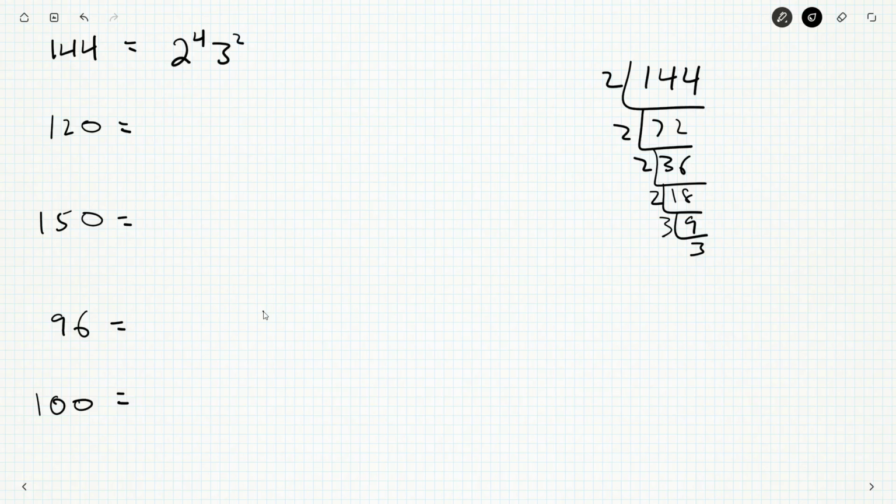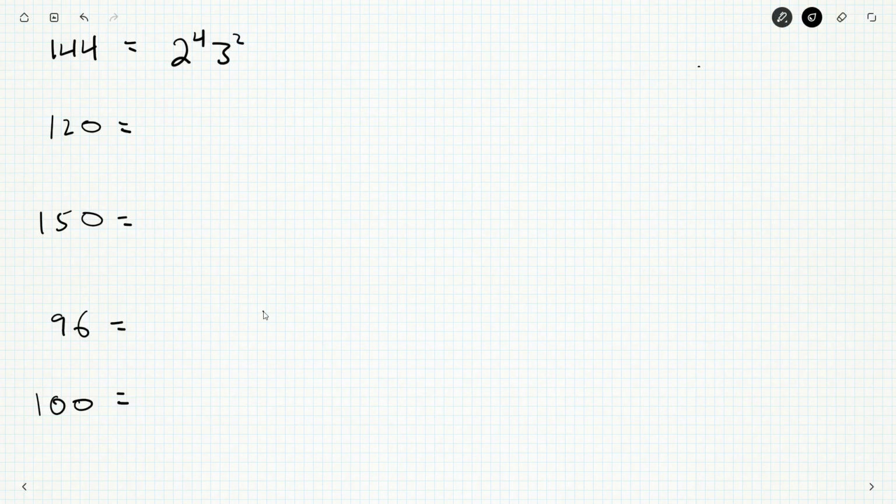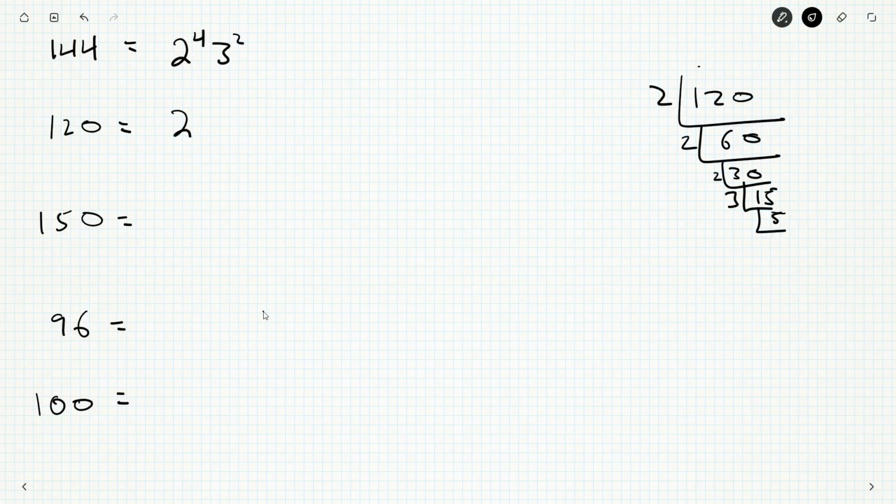And we can do the same thing with 120, just dividing it with primes. I can divide it by 2, so we get 60. 2, I can get 30. 2, I get a 15. Divided by 3, I get 5. So this guy is 2 to the 3 times 3 to the 1 times 5 to the 1. That's how it's written in terms of primes.